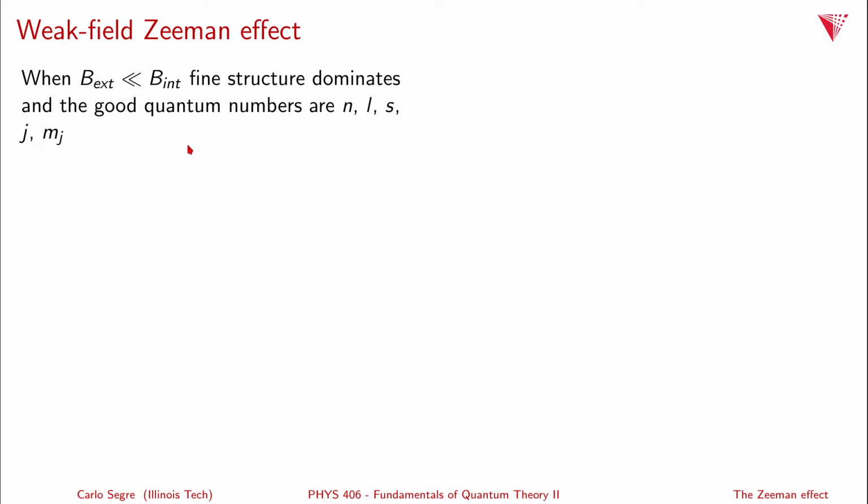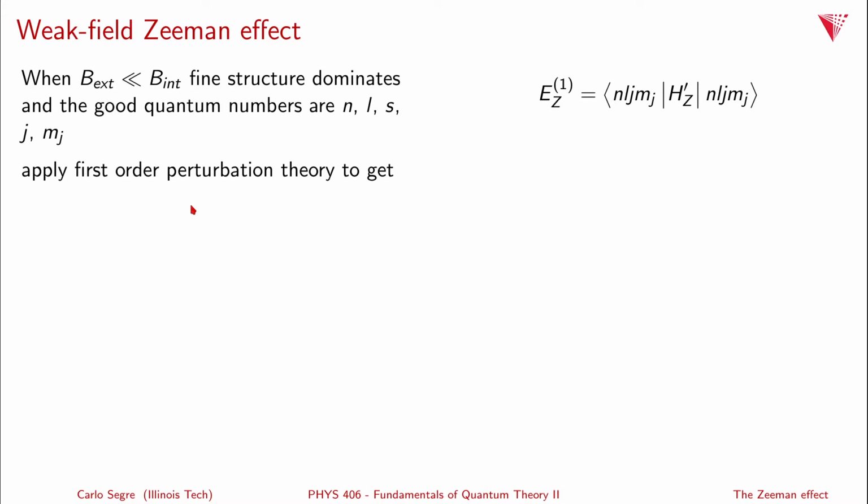So this is when B external is much less than the internal fine structure fields, and therefore the fine structure dominates, and the good quantum numbers are those of the fine structure, which are n, the principal quantum number, the angular momentum L, the spin angular momentum s, and then the total angular momentum j and m sub j, which is the magnetic part of the total angular momentum. We're going to apply first order perturbation theory to get the solution to this. And in this case, the Zeeman Hamiltonian is the perturbation because its field is much smaller than the internal field.